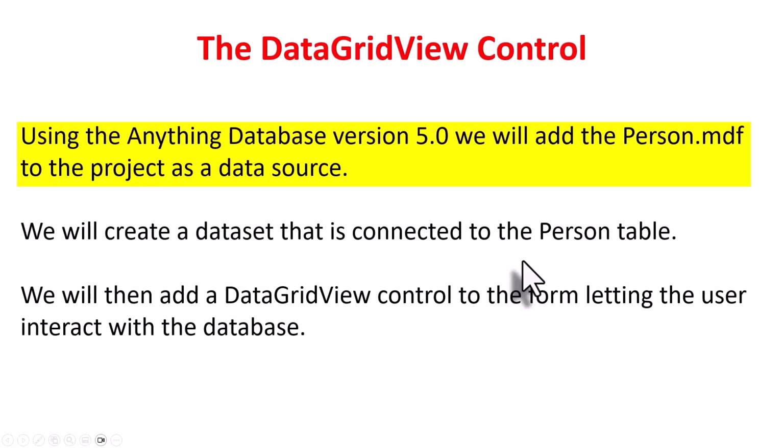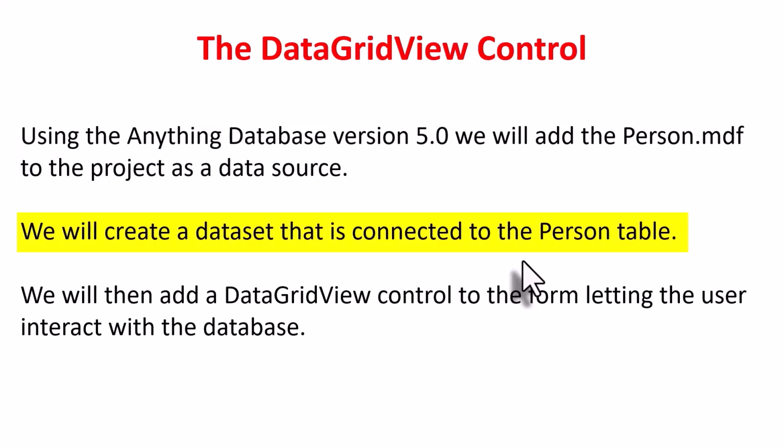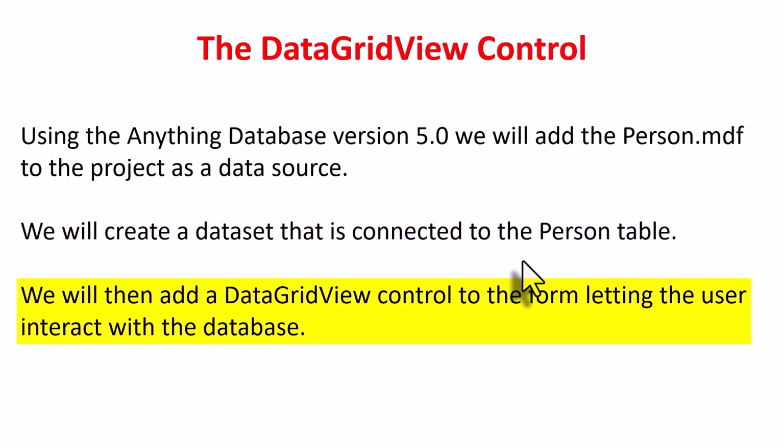So we're going to use the Anything Database version 5.0. We're going to add the person MDF to the project as a data source. We'll create a data set that is connected to the person table, and then we're going to add the DataGridView control to the form, letting the user interact with the database.